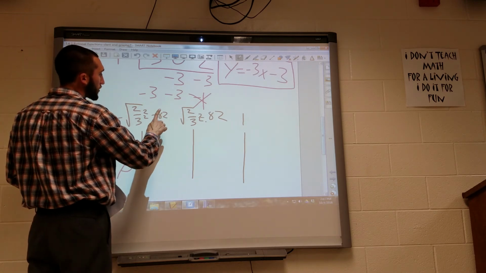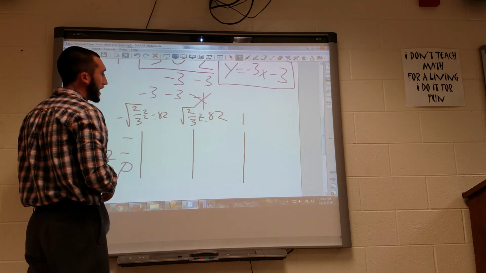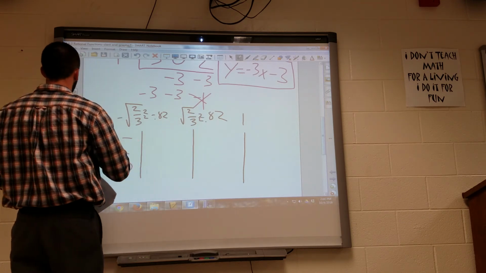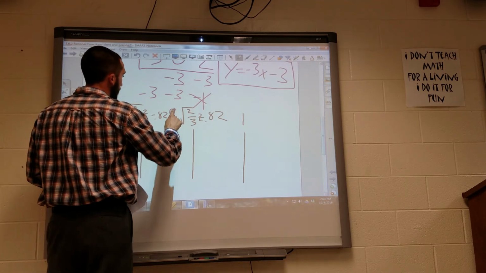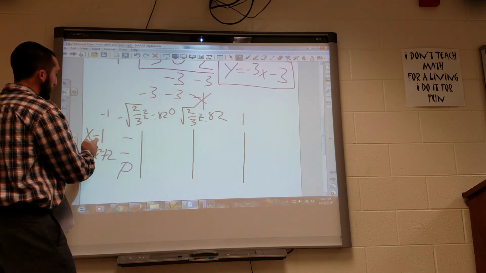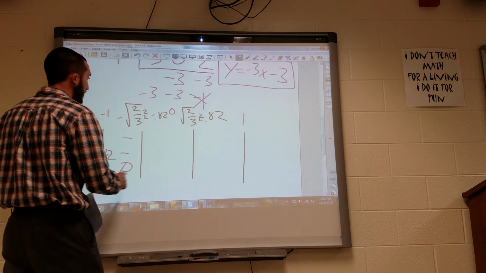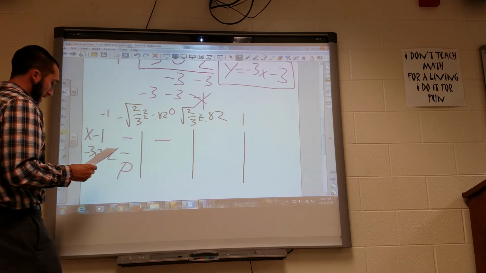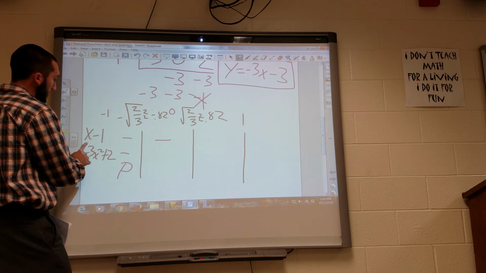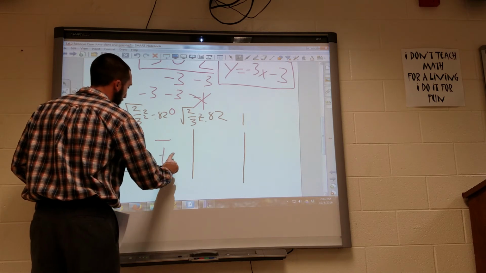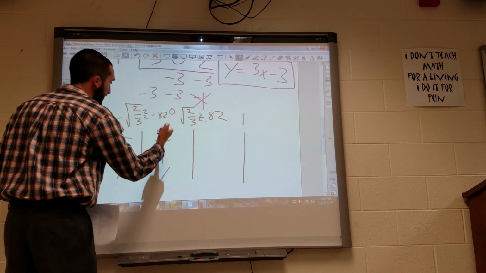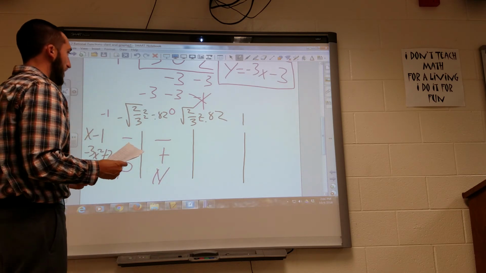Now I'll pick a number in between negative 0.82 and positive 0.82. I'm going to pick 0. So remember here I picked negative 1. Here I'm picking 0. So if I plug 0 into here, 0 minus 1 is going to be a negative 1. And if I plug a 0 into here, negative 3 times 0 is going to give me 0 plus 2 gives me a positive number. So overall net effect, negative divided by a positive is a negative.